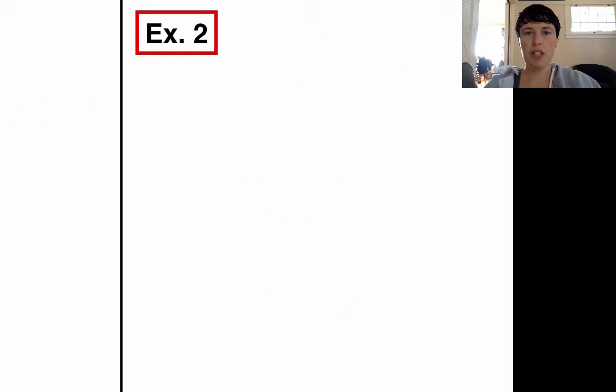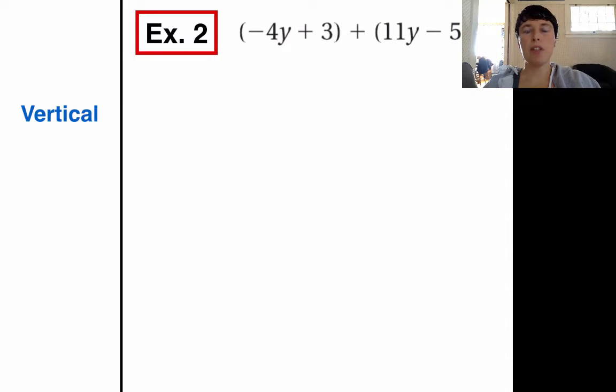All right, let's try another one. Let's say we wanted to add this together: (-4y + 3) + (11y - 5). Okay, we're going to try a new method. We're going to try the vertical method. The vertical method kind of builds off what you learned in elementary school when you used to add and subtract things. Remember in elementary school when you would add things, you'd stack them up vertically and draw a line under them? We're going to do the same thing with this algebra problem.